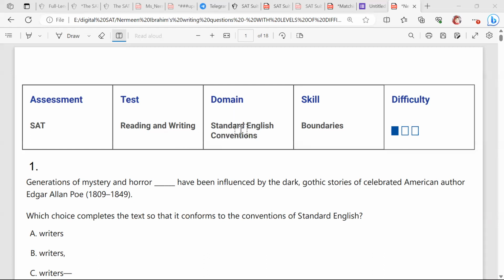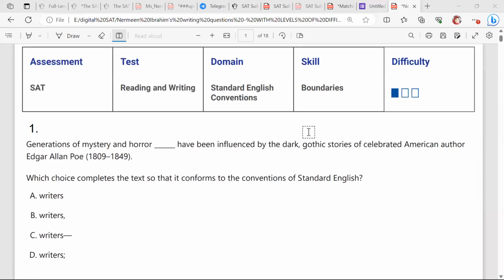The domain I'm going to focus on is standard English conventions, related to the written questions on the digital SAT. And the skill being tested here is boundaries. When I say this word, this means that I'm dealing with punctuation marks, how to punctuate clauses, phrases, non-essential information. Also, I will be dealing with run-ons, comma splices, etc. The level of difficulty of this question is supposed to be easy.